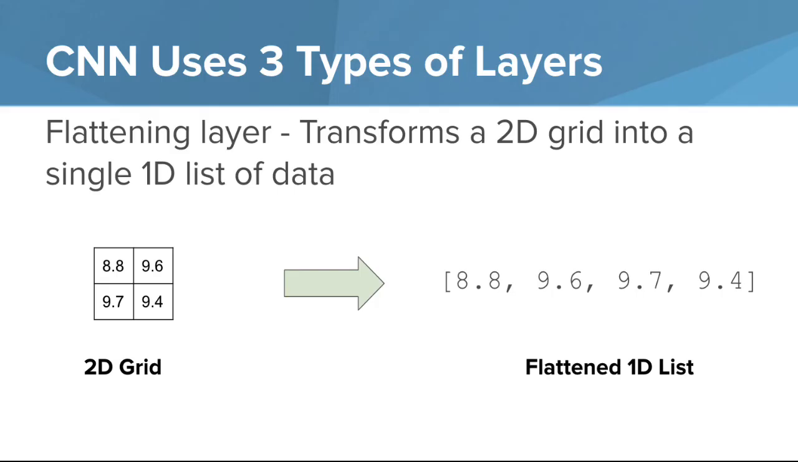The third new layer is a flattening layer. The flattening layer takes two-dimensional grids from the max pooling layer and transforms them into a single dimension of data. A convolutional neural network can use multiple convolutions and max pooling layers, but it uses only one flattening layer.